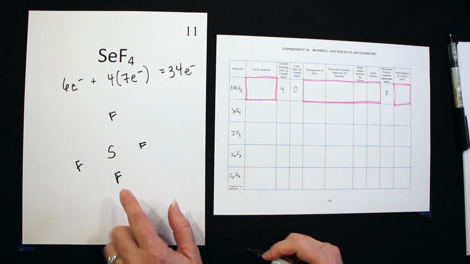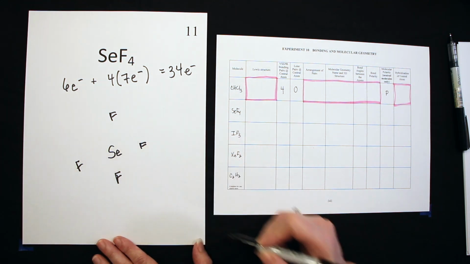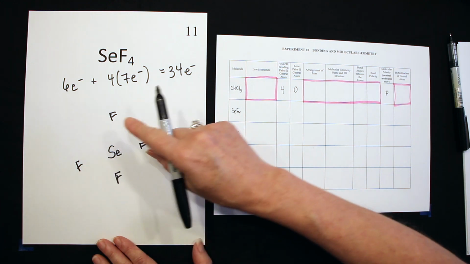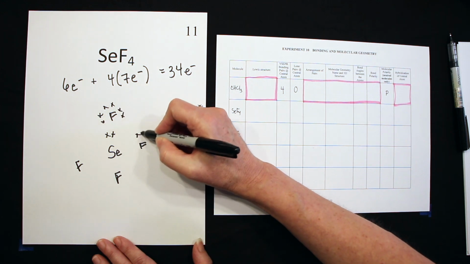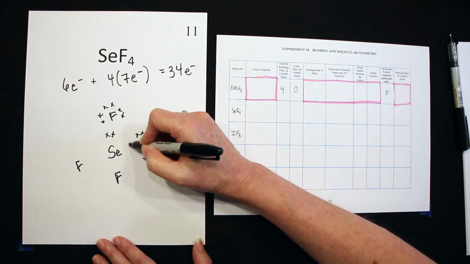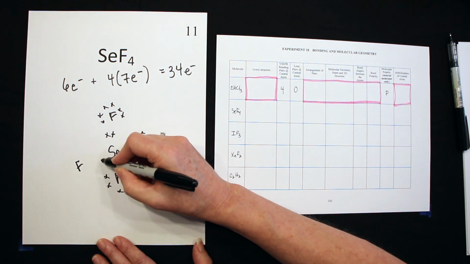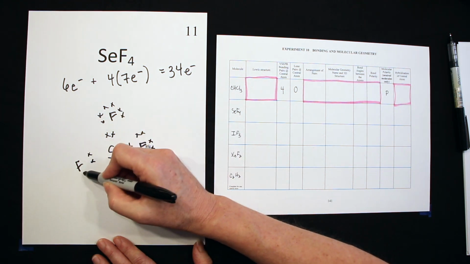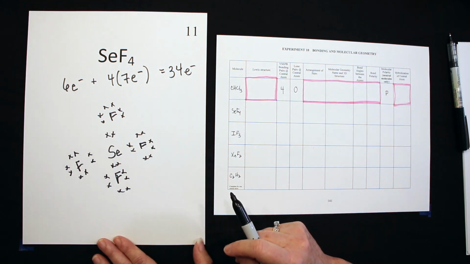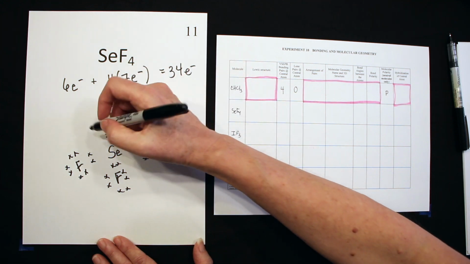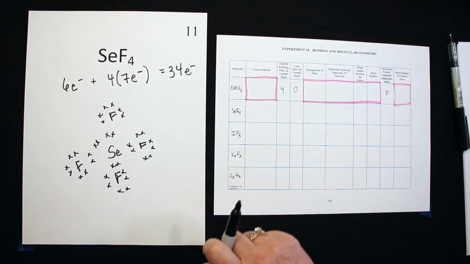I'm going to make a typical structure, selenium in the center with fluorine around, and again we're just populating our structure with our electrons. When we count our electrons, we're going to find that we have 32. We need 2 extra ones. We'll put them on the central atom as a lone pair.